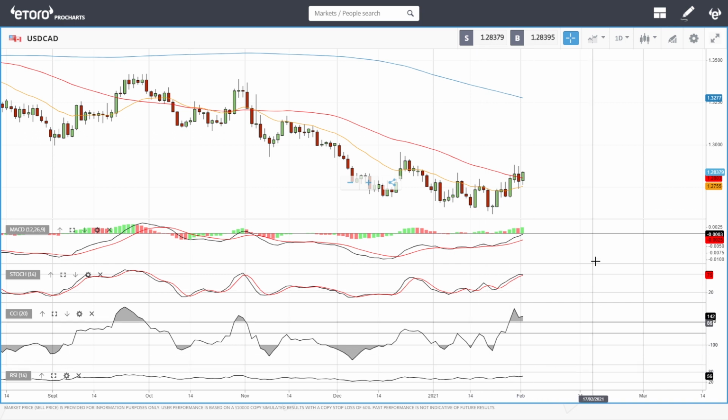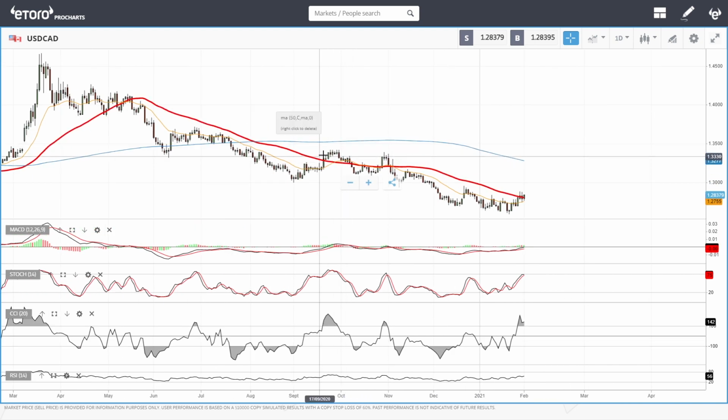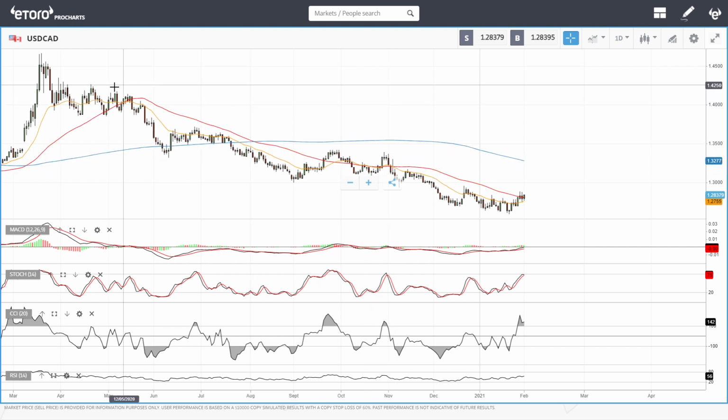Technical indicators are not very bullish. MACD is very bullish. Stochastic is not. It's technically flat at this point. The CCI is bullish and the RSI is bullish. So momentum is to the upside, but we have been here before. We rallied here above the 50 moving average and then declined. We rallied here and then declined.